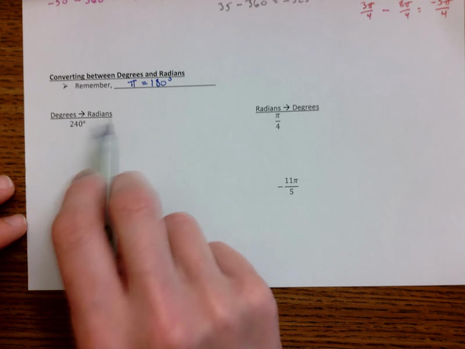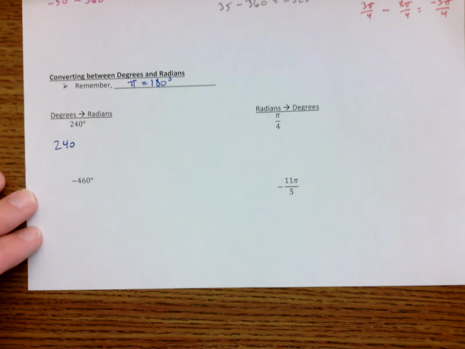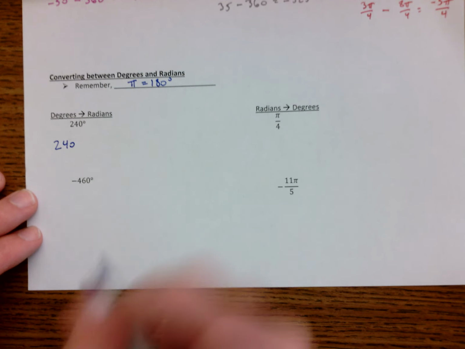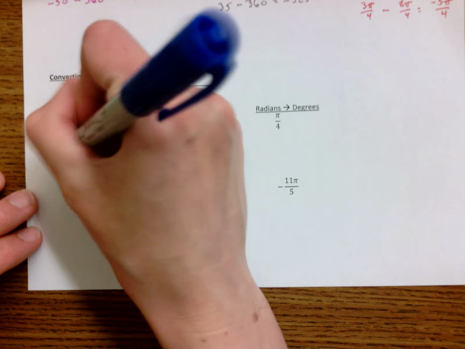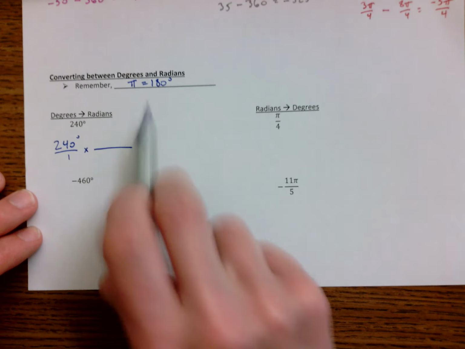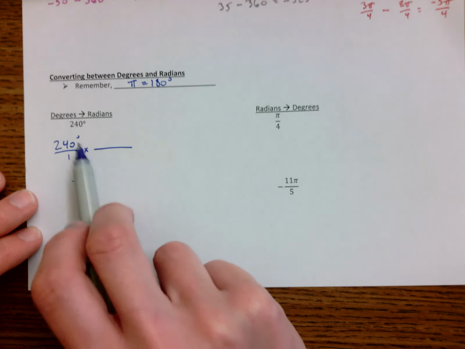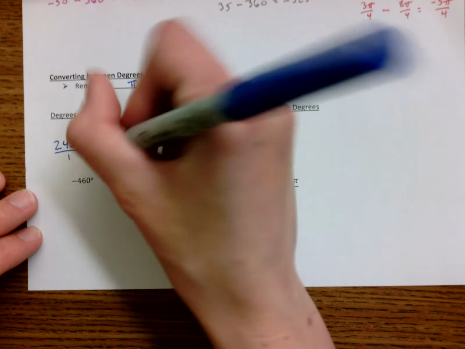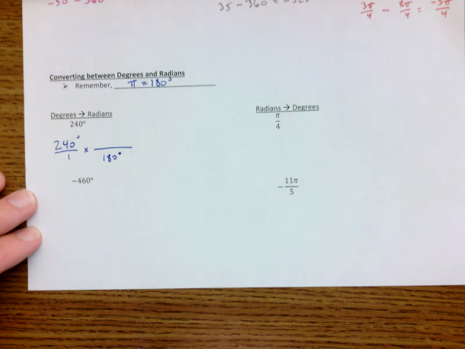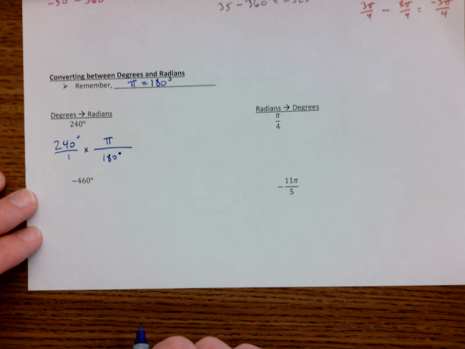So I'm going to start with degrees, and I want to change this to radians. So I'm starting with 240 degrees. All right, and if we think about this, 240 degrees, I'd need to multiply that. And I know pi and 180 degrees are the same. I want the degrees to be able to cancel out. So they're on the top here, so the 180 degrees needs to be on the bottom here. And then I can put my pi radians.